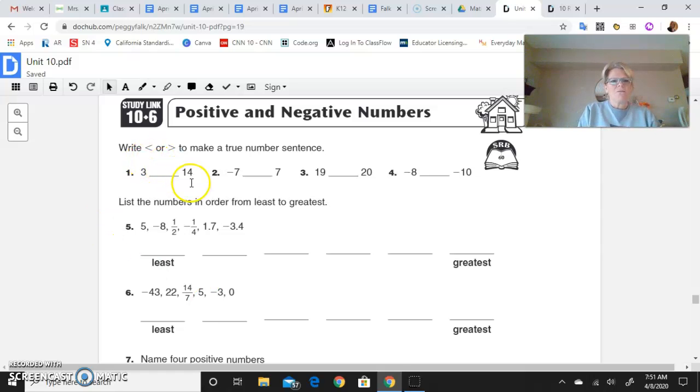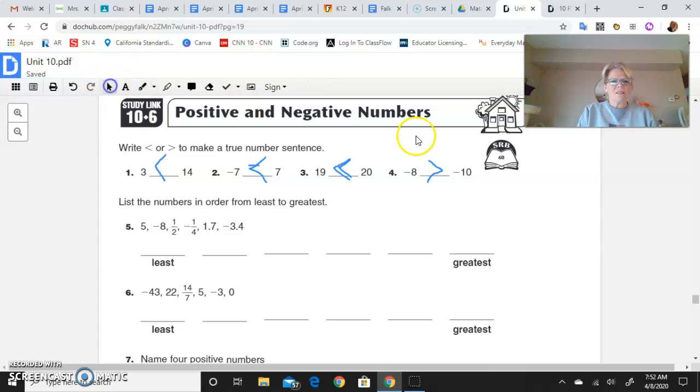So 3/14, well, we know that 14 is more, so I'm going to eat the bigger number. Oh, these are, we think even? No, they're not, because this is positive and these are bad guys. So 7 is bigger. 20 is bigger, we know that. And here, well, 8 below is a warmer temperature than 10 below. Or you can think I'm deeper in the ocean, so this would be higher, closer to sea level.